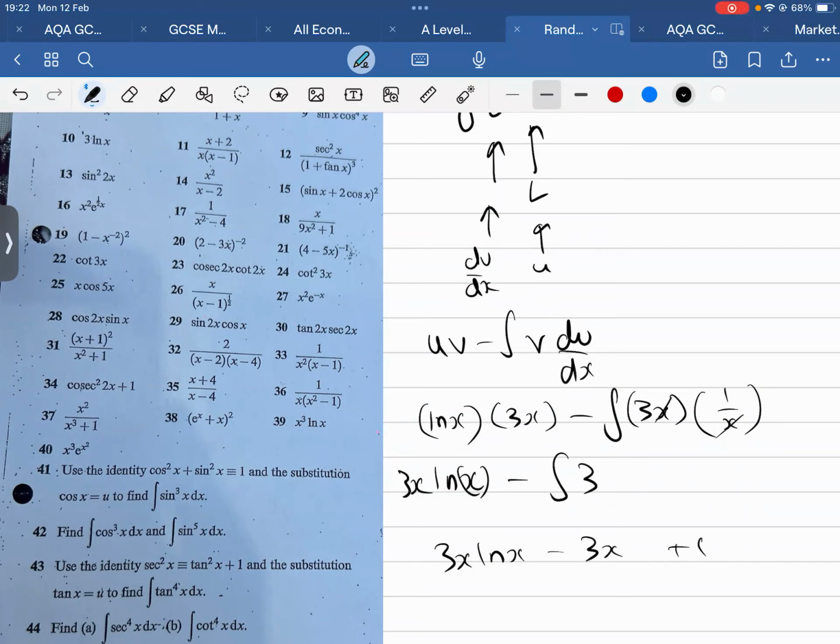But it's another new method. We've done about 15 questions and we've got 10 different methods. So for ln x, you have to use parts, where the ln is the u. It's the only way to integrate ln x.